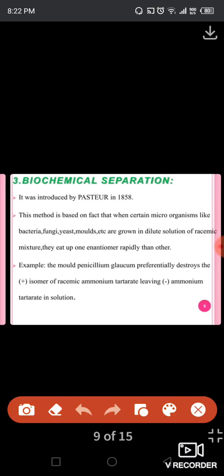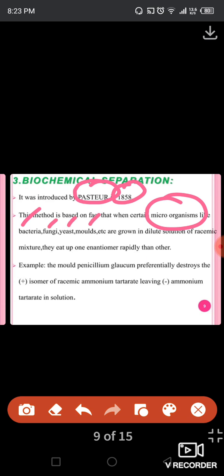Then there is the biochemical separation method, which was introduced by Pasteur in 1858. In this mechanism, you use a microorganism. This could be bacteria, fungi, yeast, mold, or something similar. By the use of them, you separate the isomers. For example, Penicillium glaucum is a mold, and it directly destroys the positive isomer, and after destroying it, the negative isomer is separated. When we add a mold or some fungus, the negative is also separated out.